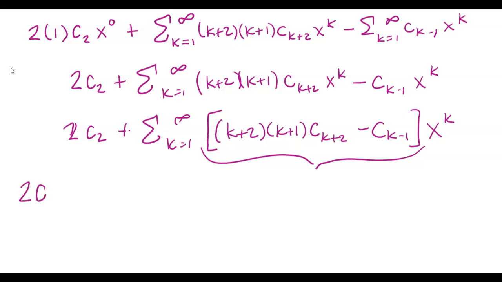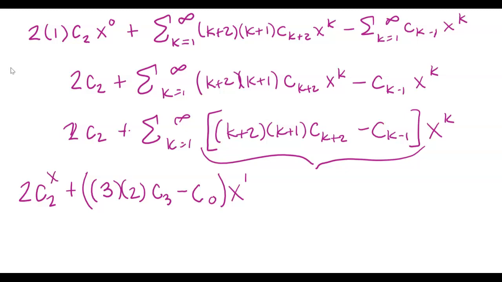So I do have 2C2, and if I wanted to add in just a couple of them so you can kind of see, when K equals 1, I have 3 times 2 C3 minus C0 x to the 1. And so this is my x to the 0 part of my polynomial here, this is x to the 1, and I could keep going and going and going to get my eventual solution expanded out.